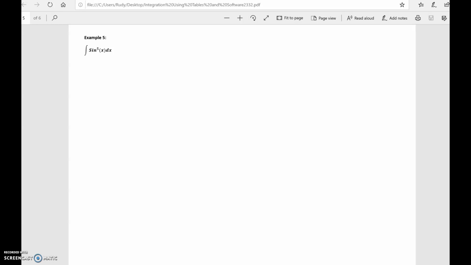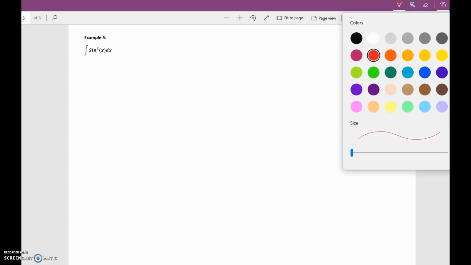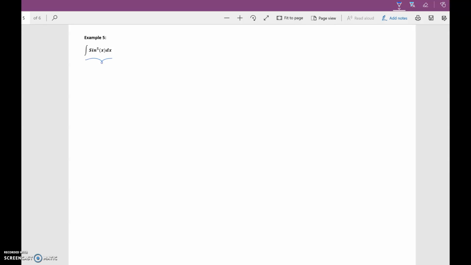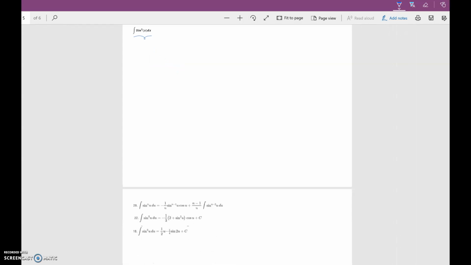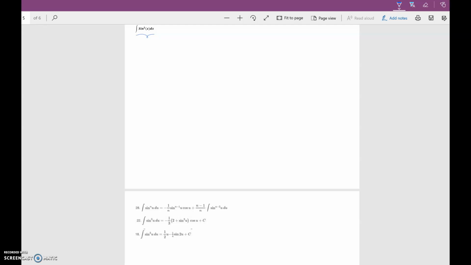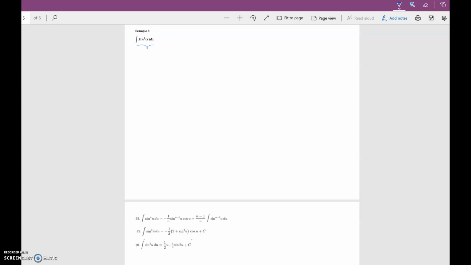Hi class, let's take a look at example 5, and we actually have good news on example 5. So this is the process of integrating higher powers of sine and cosine. Depending on the power of the sine or the cosine, you're going to end up evaluating possibly formula 28, 22, and 18, depending on the exponent on n.